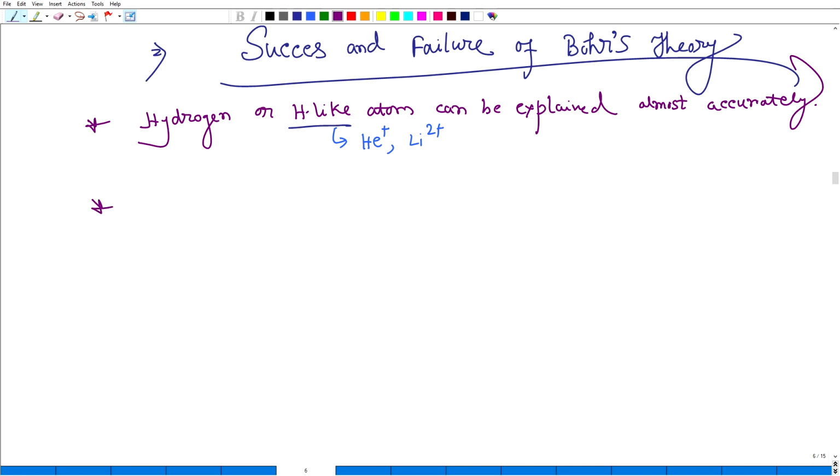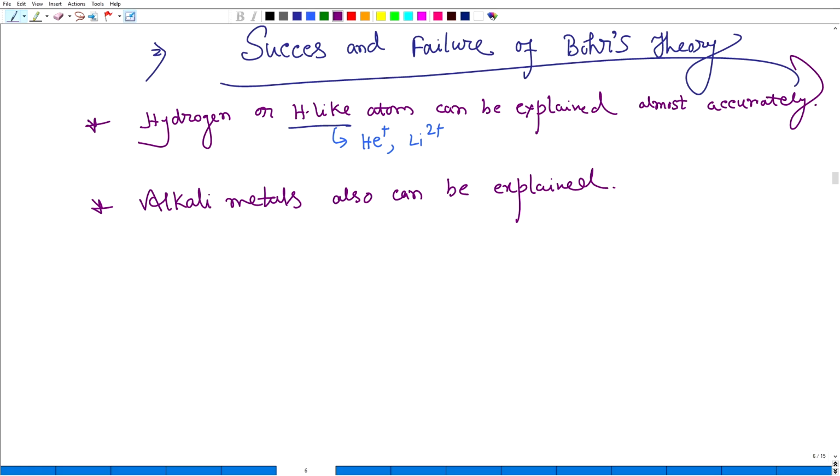Okay, so what is the second point? With the help of this Bohr atomic theory, the main features of the atomic spectrum of alkali metals can also be explained. The total atomic spectrum of alkali metals, just like sodium or potassium, was not totally explained, but the main features were explained by Bohr's atomic model. So this is very important. Okay, but these are the successes.